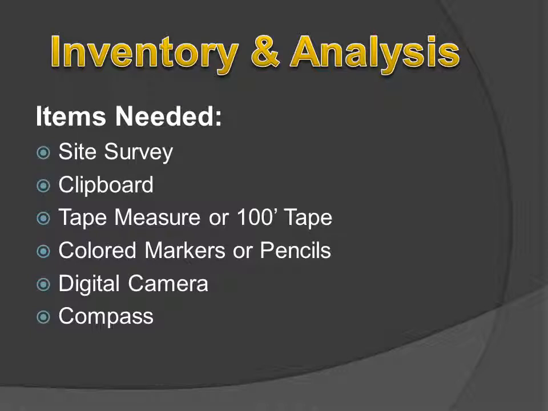Items needed, that's after we've got the base plan blown up. Site survey, clipboard, tape measure, 100-foot tape, colored markers or pencils, digital camera, and a compass. You know, the bottom two we've already got on our smartphones. I'm sure most of you probably have an app you can download that's got a true compass on it. They can take pictures. You can take the pictures, email them to your email address, and you've got them. Store them on your computer, print them out.